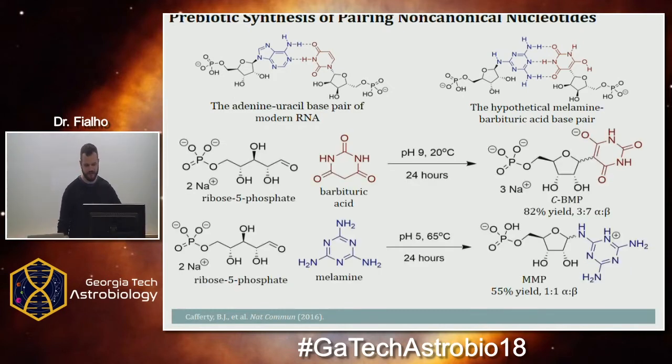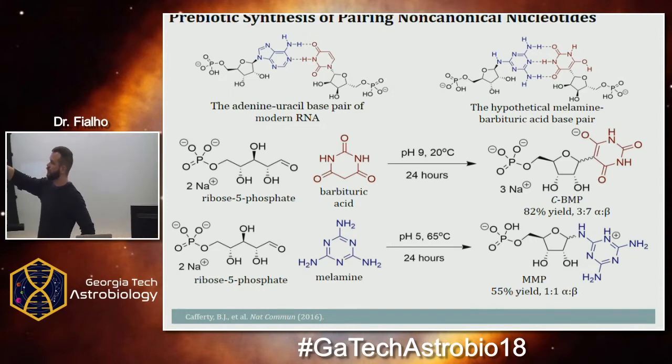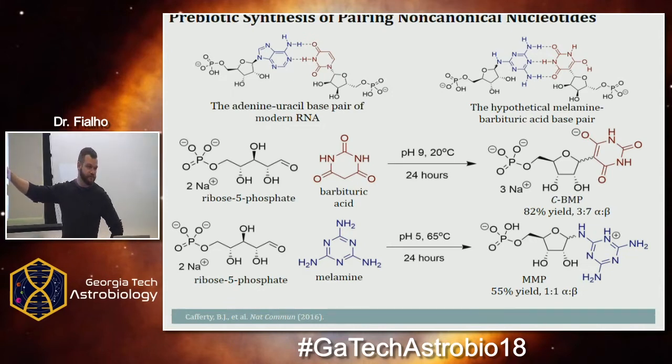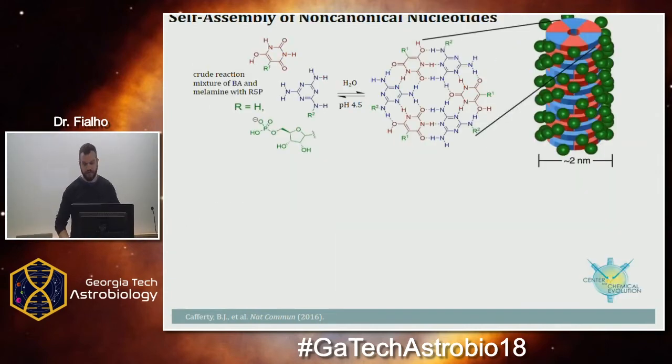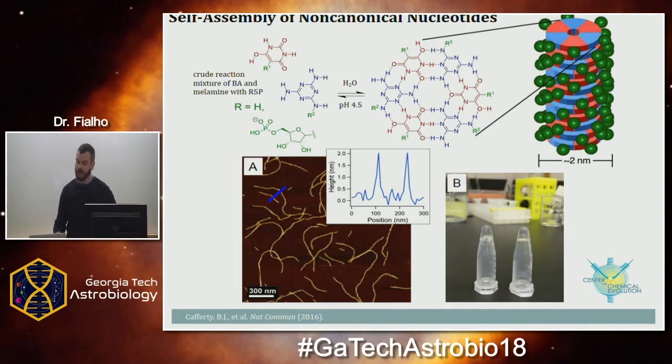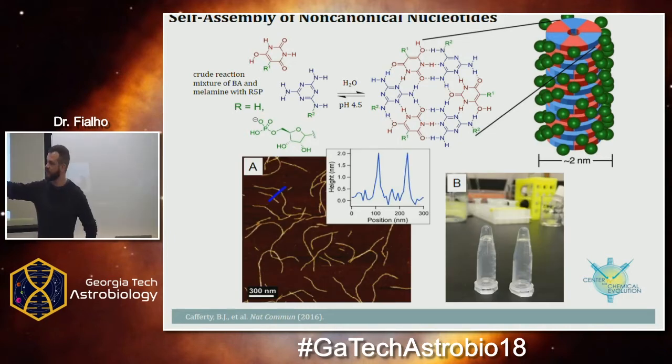And indeed it does. If you take barbituric acid or melamine and react them with ribose 5-phosphate in water, in both cases you get nucleotides. And if you take these crude reaction mixtures that have formed non-canonical nucleotides and combine them at the appropriate pH, you again get this supramolecular assembly appended with ribose phosphate units. And again, you can detect the presence of this supramolecular assembly by atomic force microscopy.